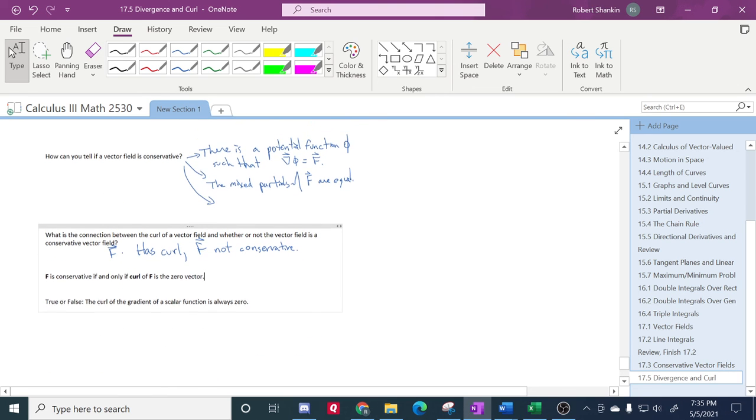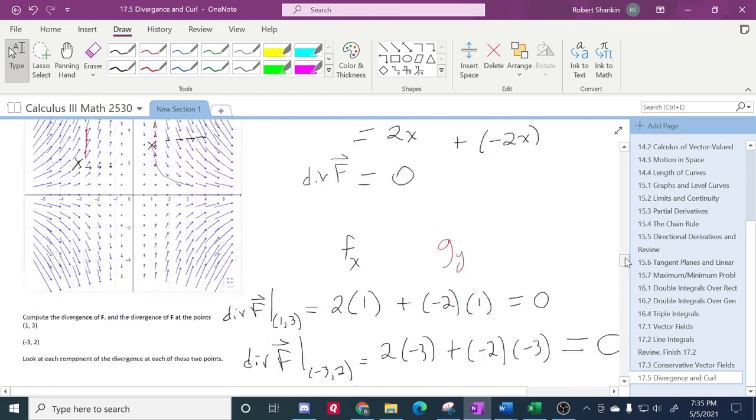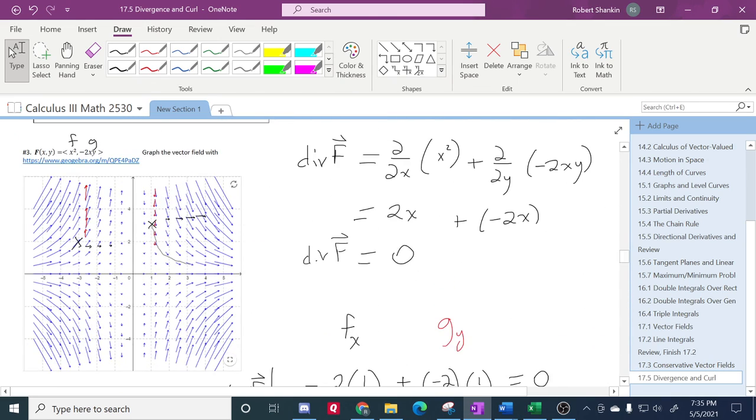So that one field we just looked at would not be conservative then? That big one up there? Yeah, that one. Okay, so we did the mixed partials.